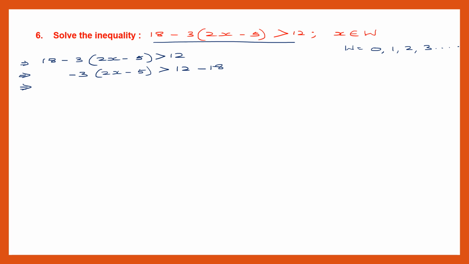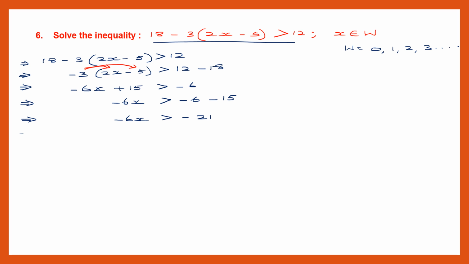Now here also let me simplify. Minus 3 into 2x. So first I have to multiply these two. So minus 3 into 2x is minus 6x. And then we multiply minus 3 into minus 5, which is plus 15. And this is greater than 12 minus 18 is minus 6. Now here I have only minus 6. I'm going to leave it here. Now on the other side I'll have minus 6 minus 15 because I have transposed this plus 15 to the other side. So here what do I have? I have minus 6x is greater than minus 6 minus 15, which is minus 21.